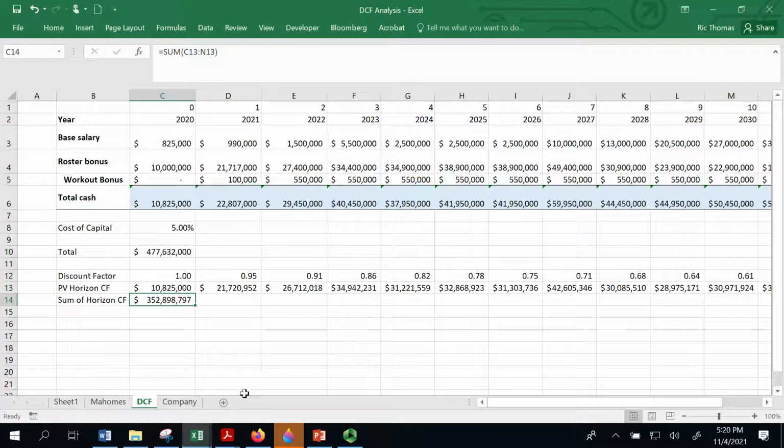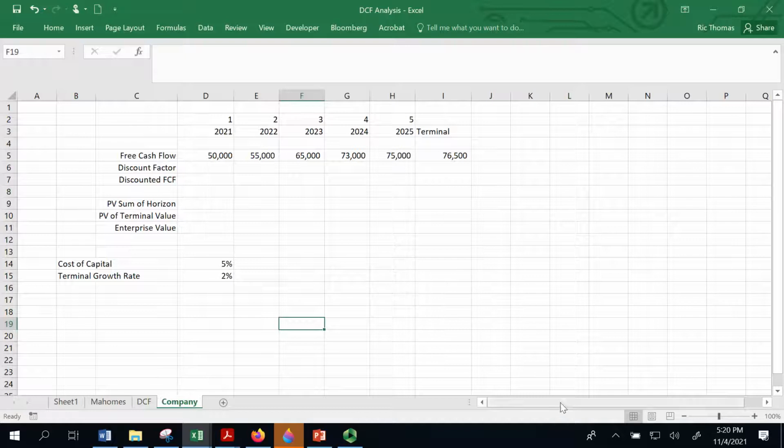So let's flip it over to a company now. Let's say that you want to buy a firm. You want to buy a business. Let's say you want to buy a pizza business. Because you like pizza and you just want to own a pizza business, you think it's pretty cool. Well, the pizza business is a good business, and it's going to give you $50,000 in cash flow that first year. And you think the second year, 55, and then 65, and 73, and then 75.